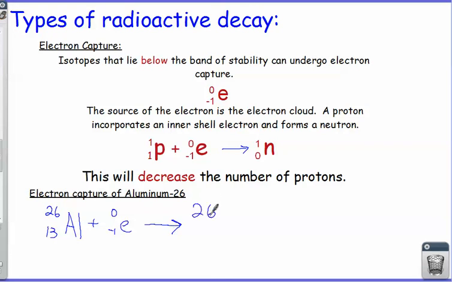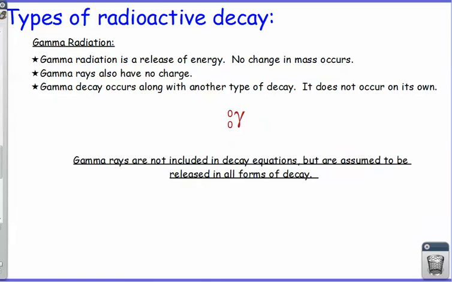So we'll have 26 as a mass number. The mass number is not changing. However, now we'll have 12 as our atomic number, so it changes from aluminum to magnesium. Now, quite likely, this magnesium isotope is going to then decompose into another radioactive decay because it's still not stable before it continues. The last type of radioactive decay is gamma.